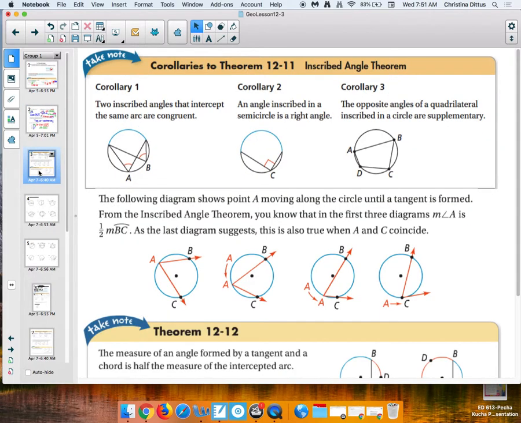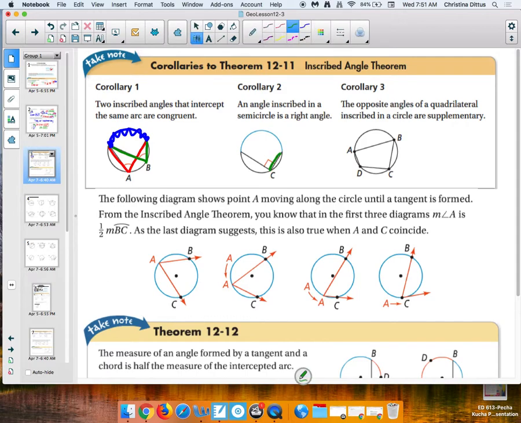Okay, next up we have our fun theorems, corollaries, all that good stuff that you can refer back to. Corollary 1 is the exact same thing we just looked at. If two angles intercept the same arc, they end up in the same spots on our circle, then those two angles have to be the same. This one we looked at back in that first example.